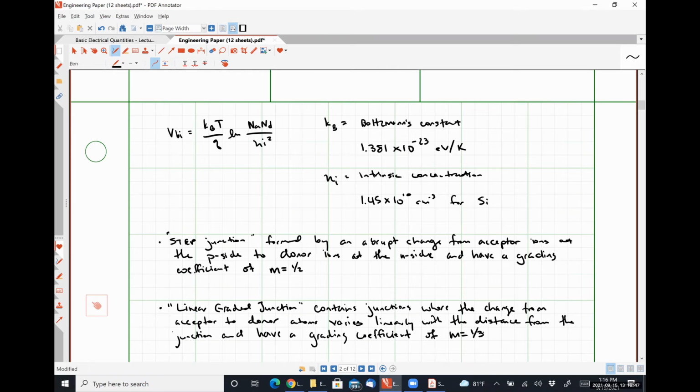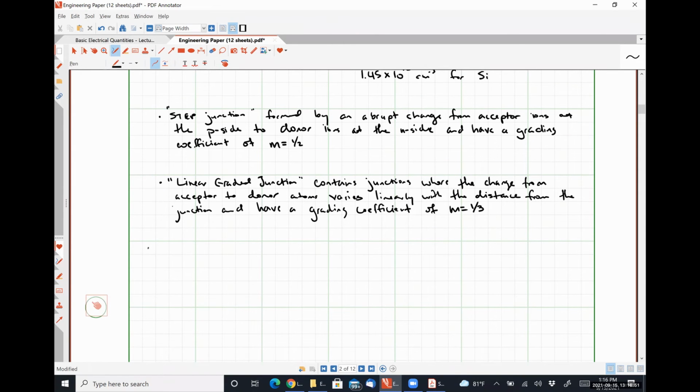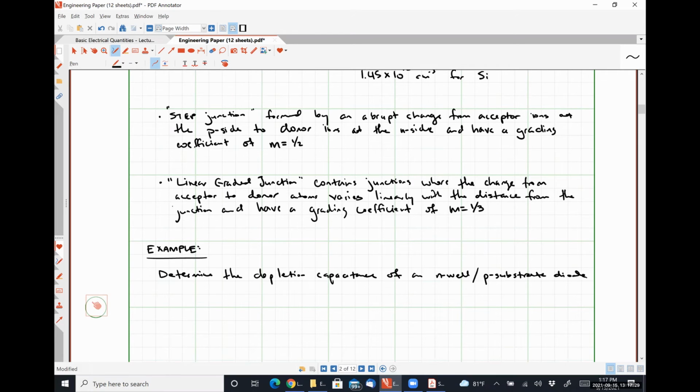So let's say we want to determine the depletion capacitance of an N well slash P substrate diode with dimensions of 100 lambda by 100 lambda, where lambda is equal to 300 nanometers, or a simple C5 process.